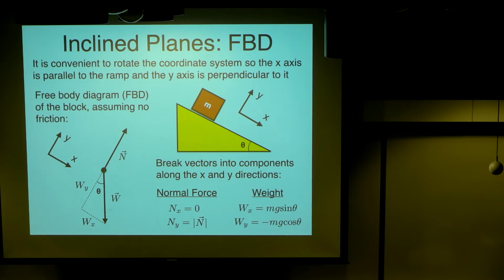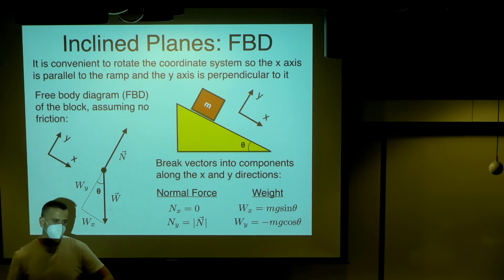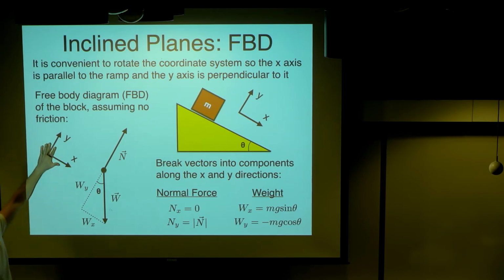Okay, for the weight, again, if we had the y direction just going vertically, then the weight would be just in the negative y direction. But remember, we've rotated our coordinates. So now the weight vector has both x and y components. You can actually see what they are here. This is wx, that's the component of my weight that's going down the ramp. And this is wy, that's the component of the weight that's going perpendicular to the ramp.